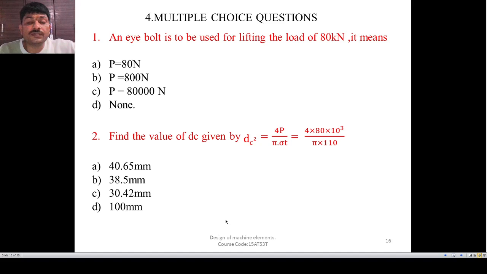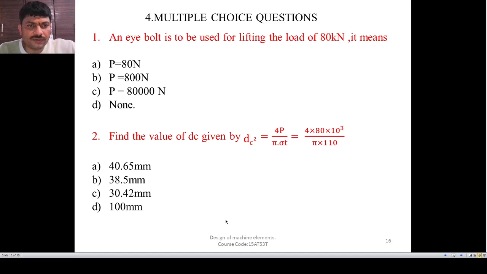We have already discussed units and conversions in the previous session, where we covered what is meant by kilo, mega, giga and other prefixes. Here 80 kilonewton is 80 into 10 raised to 3 newton, which is nothing but 80,000 newton. So the answer for this question is 80,000 newton, that is option C.